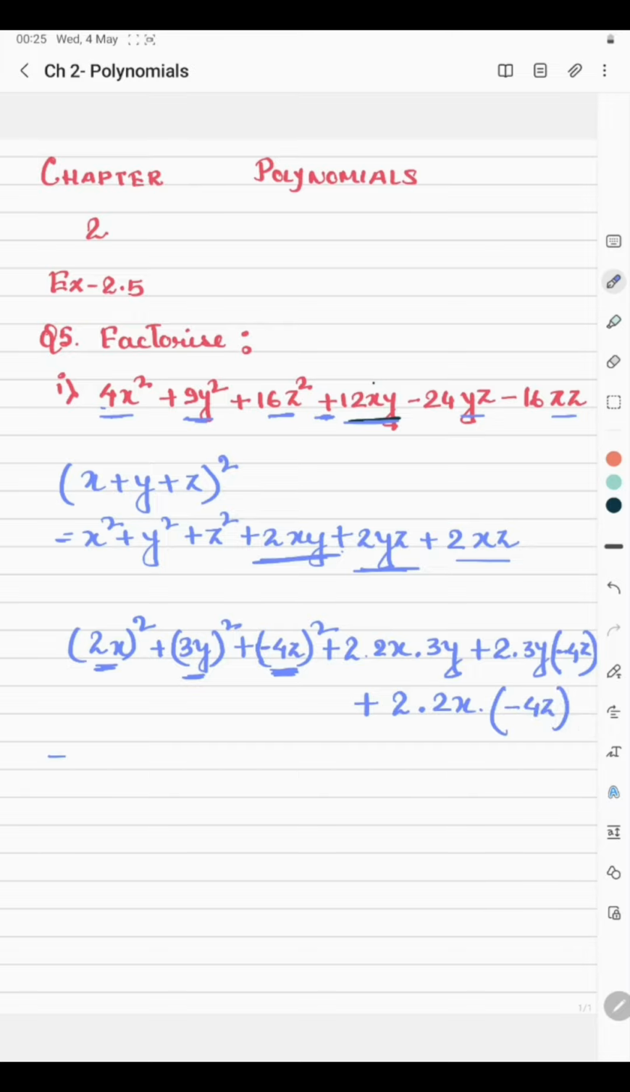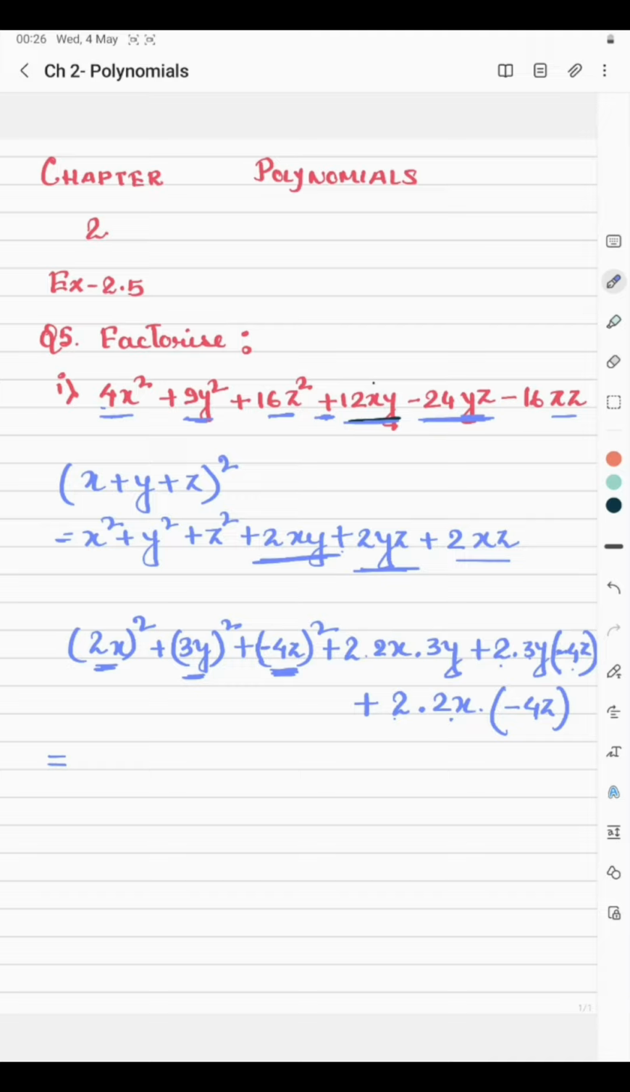Now see here, if you multiply 3 2s are 6, 6 4s are 24, y into z, 24yz, and this minus and this plus will become minus. So it has become minus 24yz. Next, 2 2s are 4, 4 4s are 16, and xz means 16xz or zx, and plus into minus is minus, so it's minus 16xz. So we have made 12xy minus 24yz minus 16xz according to the question.